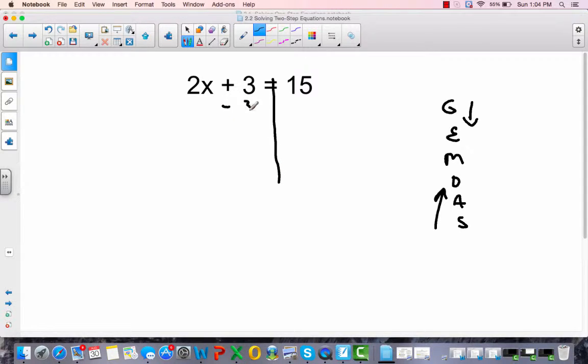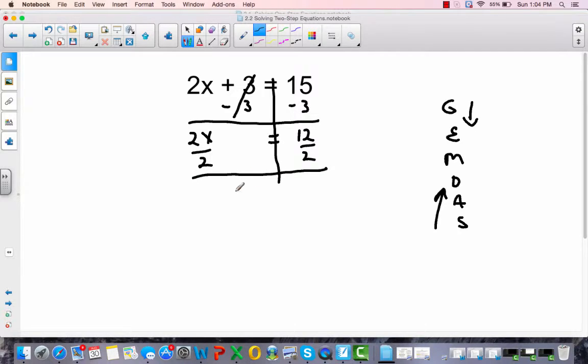We go minus 3 on both sides. Draw a line indicating a new step. Bring this straight down because 2x plus 0 is 2x. These two cancel each other out. You're left with 15 minus 3 is 12. Now we've got multiplication by 2, so we're going to divide by 2 on both sides to get rid of that 2. Draw a line indicating a new step. And we've got x equals 6.